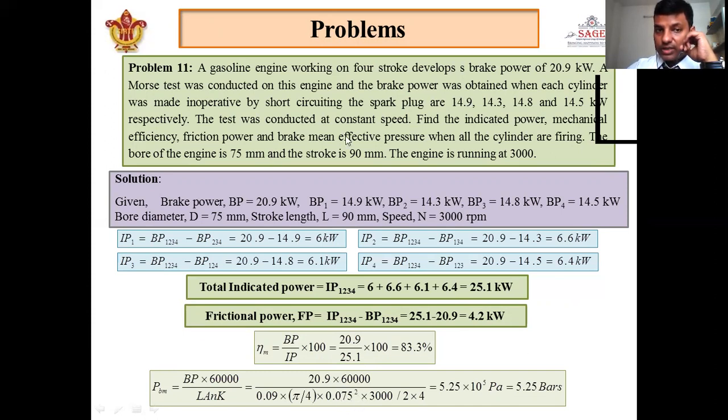Again, this is a 4-stroke, 4-cylinder engine, as given in the problem. So small n will be capital N by 2 and the number of cylinders K will be 4. By solving this, we will get 5.25 into 10 to the power 4, which can be written as 5.25 bars. Okay, this is a very simple problem on the theory of Morse test.